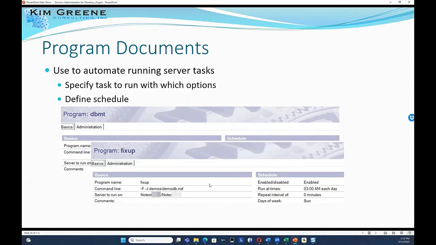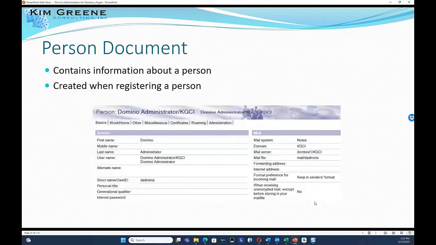This is another example, just a fixup, a very common one that customers oftentimes need for databases that have a lot of contention on them. You could pass in your parameters. Here we have our fixup -f and -j for the transaction logging, and then just the name of the database, scheduled to run only on Sundays at 3 a.m. So just some examples.